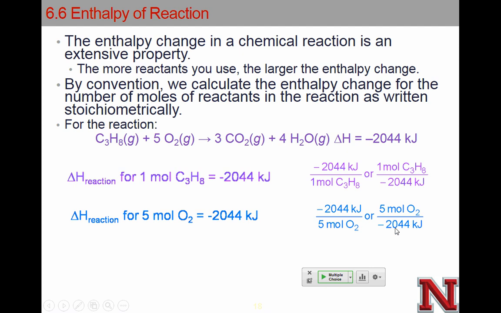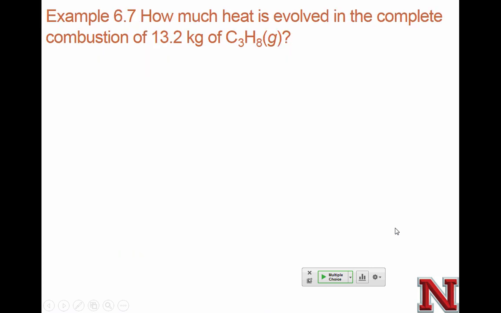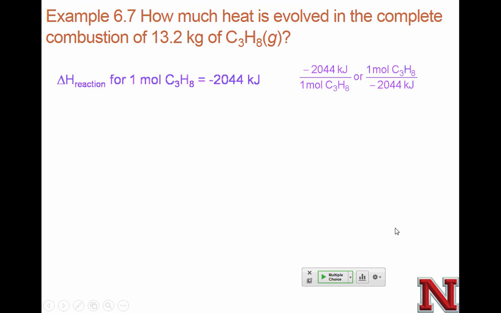So let's look at an example. We want to know how much heat is evolved in the complete combustion of 13.2 kilograms of C3H8. Of course, we need to know the full reaction, and we would need to be given our delta H of that reaction. So you don't have to memorize delta H's. That's silly. You would be given them.